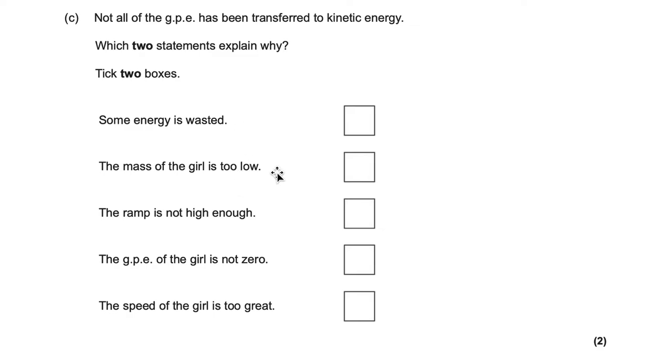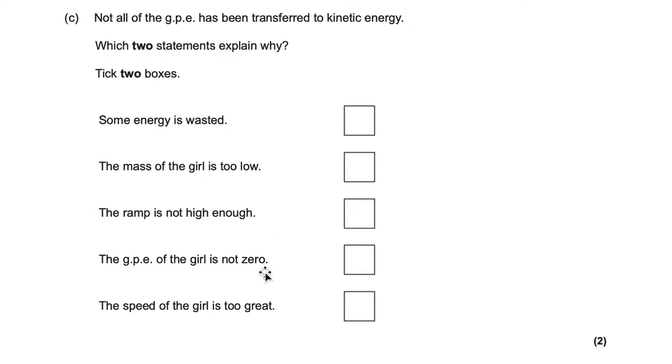The mass of the girl is too low. That the amount of mass doesn't affect the transfer of energy. Okay, it affects how much energy you've got going from one pot to another, but it doesn't matter for efficiency or energy being transferred. The ramp is not high enough. Again, that's the setup. It doesn't affect the energy transfers within the setup.